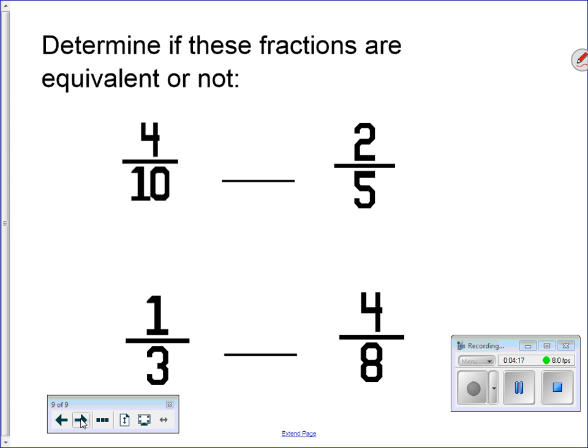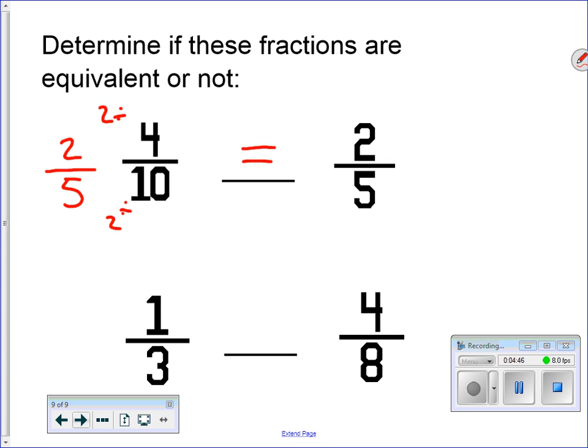Lastly here, let's determine if these fractions are equivalent or not. Now we can use either multiplication or division. So let's go ahead and reduce 4/10 down and see if we can get 2/5. So I'm going to do division here. I know 10 divided by 2 is equal to 5. So I'm going to take 4 divided by 2, and that's going to give me 2. And that is equivalent to 2/5, right? So we know that these two here are equal.